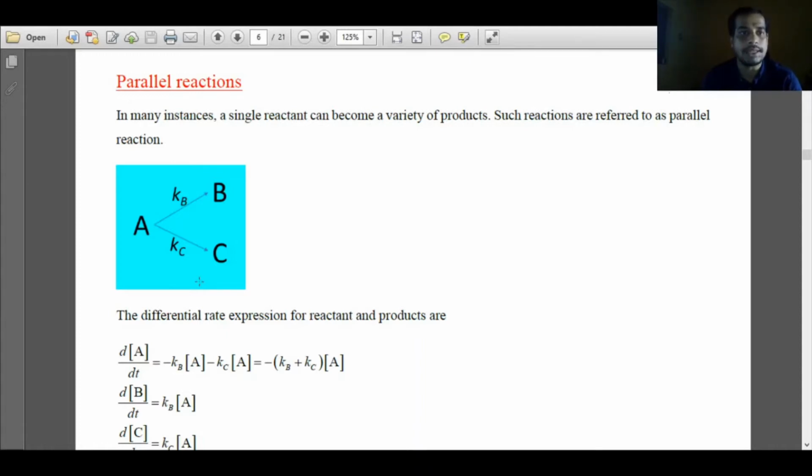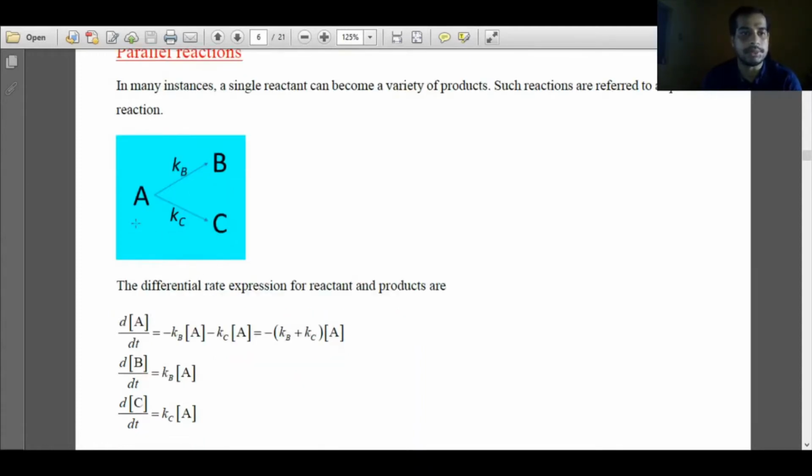If I write the rate law expression with respect to A, it will involve Kb and Kc, but A is decreasing with respect to time. So the rate law expression will involve minus Kb A and minus Kc A, because the concentration of A is decreasing with respect to time. So my rate law expression with respect to A is dA over dt equals minus Kb A minus Kc A. If I rearrange, I get minus (Kb plus Kc) into A.